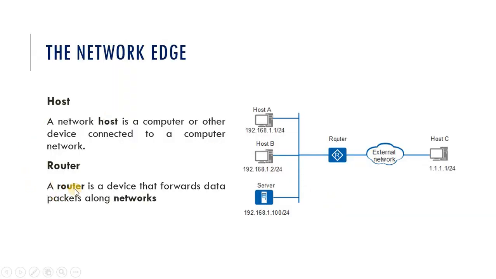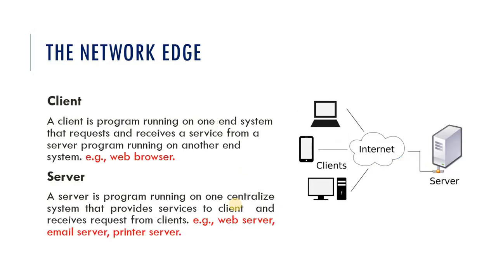What is a router? A router is a device that forwards data packets along the networks. We are all aware of routers. If we have a Wi-Fi connection and I want to connect my phone through that network, then the router is the component through which we can connect. The duty of a router is that it forwards data packets to the networks. It takes data from the network and provides a network to us. So the router is a type of intermediate device. This is all about host and router.